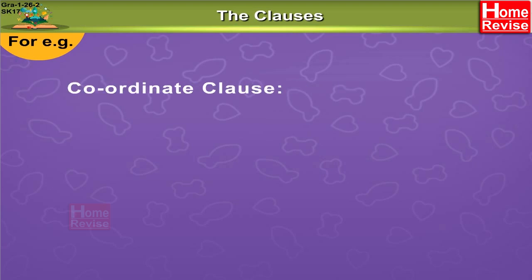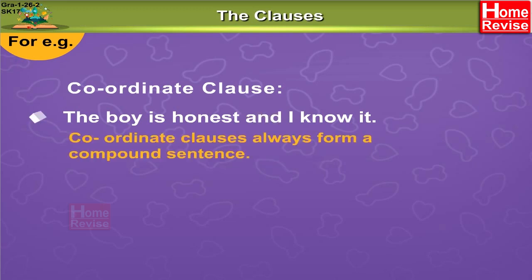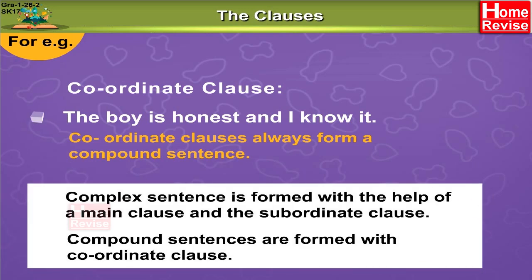Let's take an example of the coordinate clause. The boy is honest and I know it. In this sentence, the boy is honest is one clause. I know it is another clause. Both the clauses are principal clauses or main clauses which are combined together with the help of a coordinating conjunction and. These are called coordinate clauses. Coordinate clauses always form a compound sentence. I repeat, a complex sentence is formed with the help of the main clause and the subordinate clause. Compound sentences are formed with coordinate clauses.